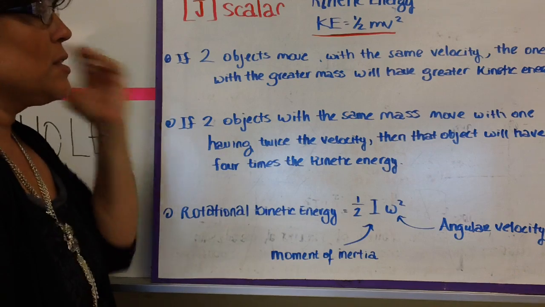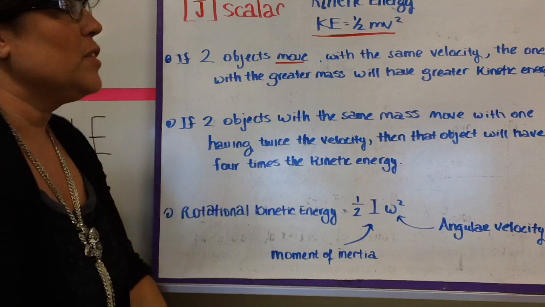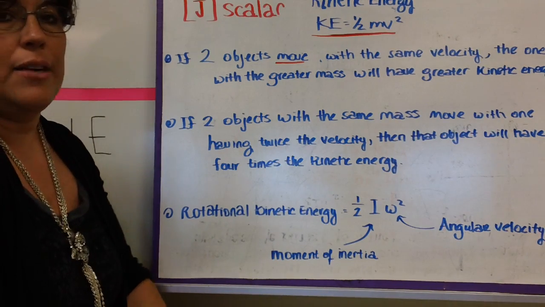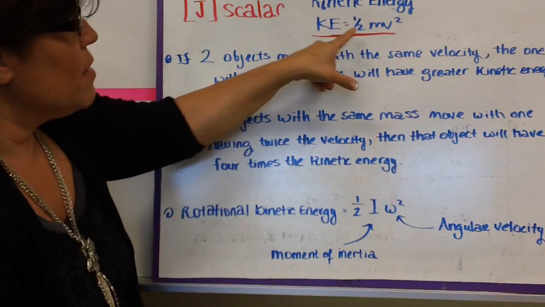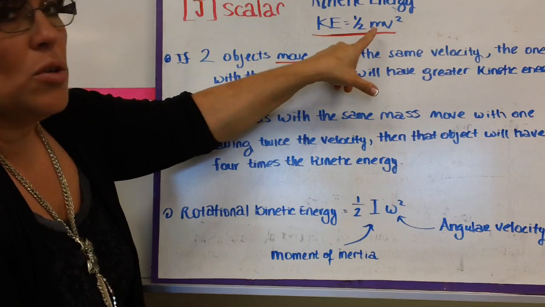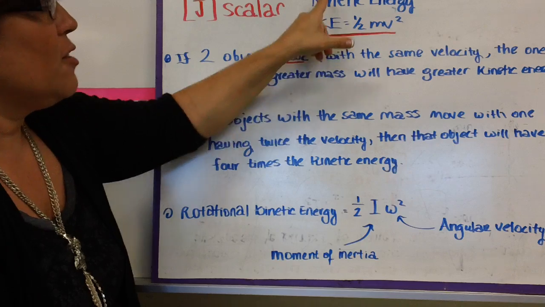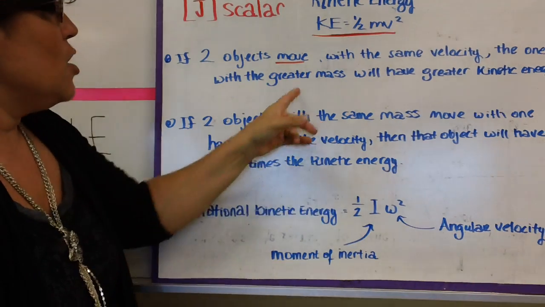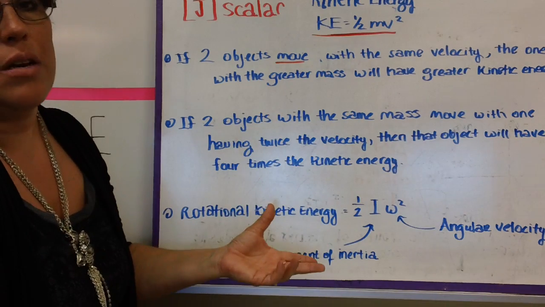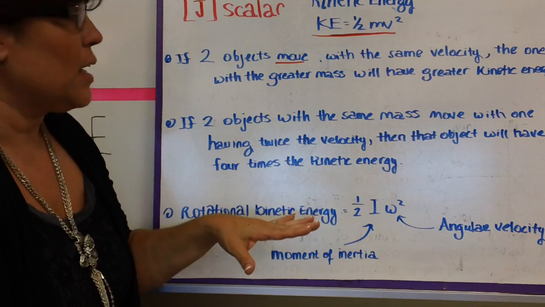If we have two moving objects, so we have kinetic energy, with the same velocity, and one has a greater mass, which one's going to have the greater kinetic energy? Well, right here, the kinetic energy and the mass are directly proportional. So as the mass increases, the kinetic energy increases by the same amount. The one with the greater mass is going to be the one with the greater kinetic energy. The least amount of mass, the lesser amount of kinetic energy.